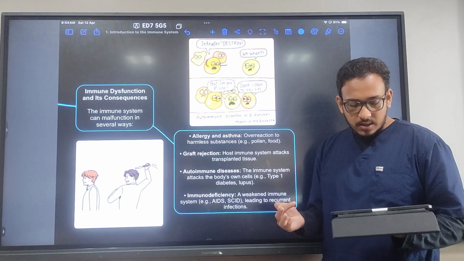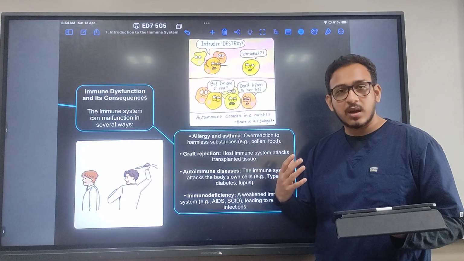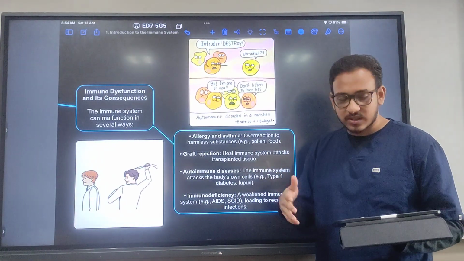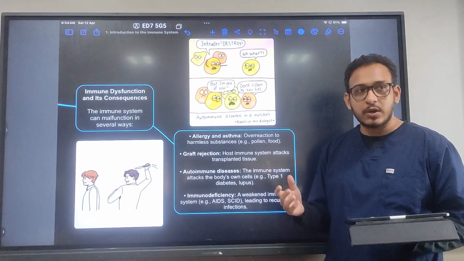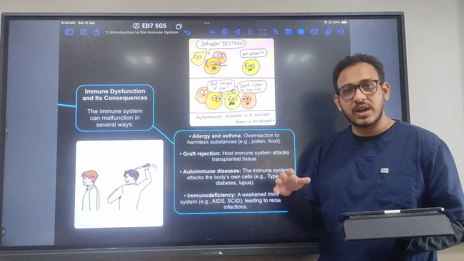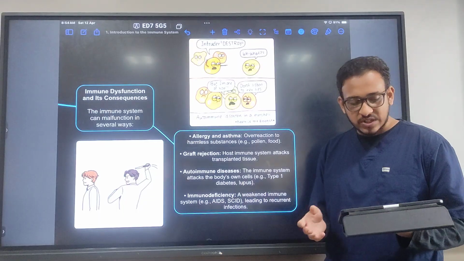Then there is autoimmune disease, when the body fails to recognize its own cells and attacks them. And there is immunodeficiency, like when some pathogen attacks the immune cells, so they decrease their production and lead to immunodeficiency.